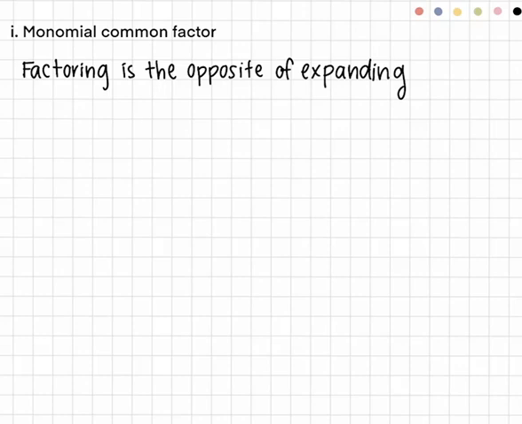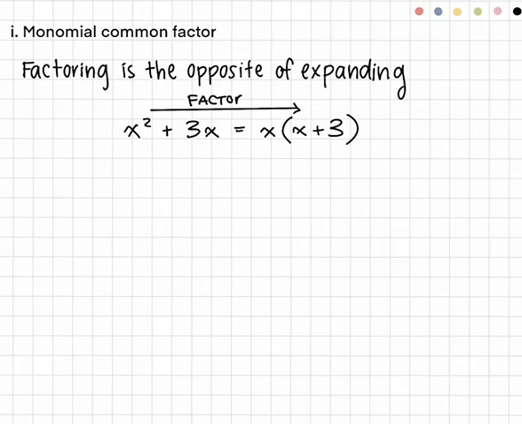So we have x squared plus 3x is equivalent to x times x plus 3. Okay, so when we're going this way, we are factoring, and this way is expanding. You can think of factoring like condensing it, and expanding here would be us multiplying by everything to get rid of the brackets. Okay?